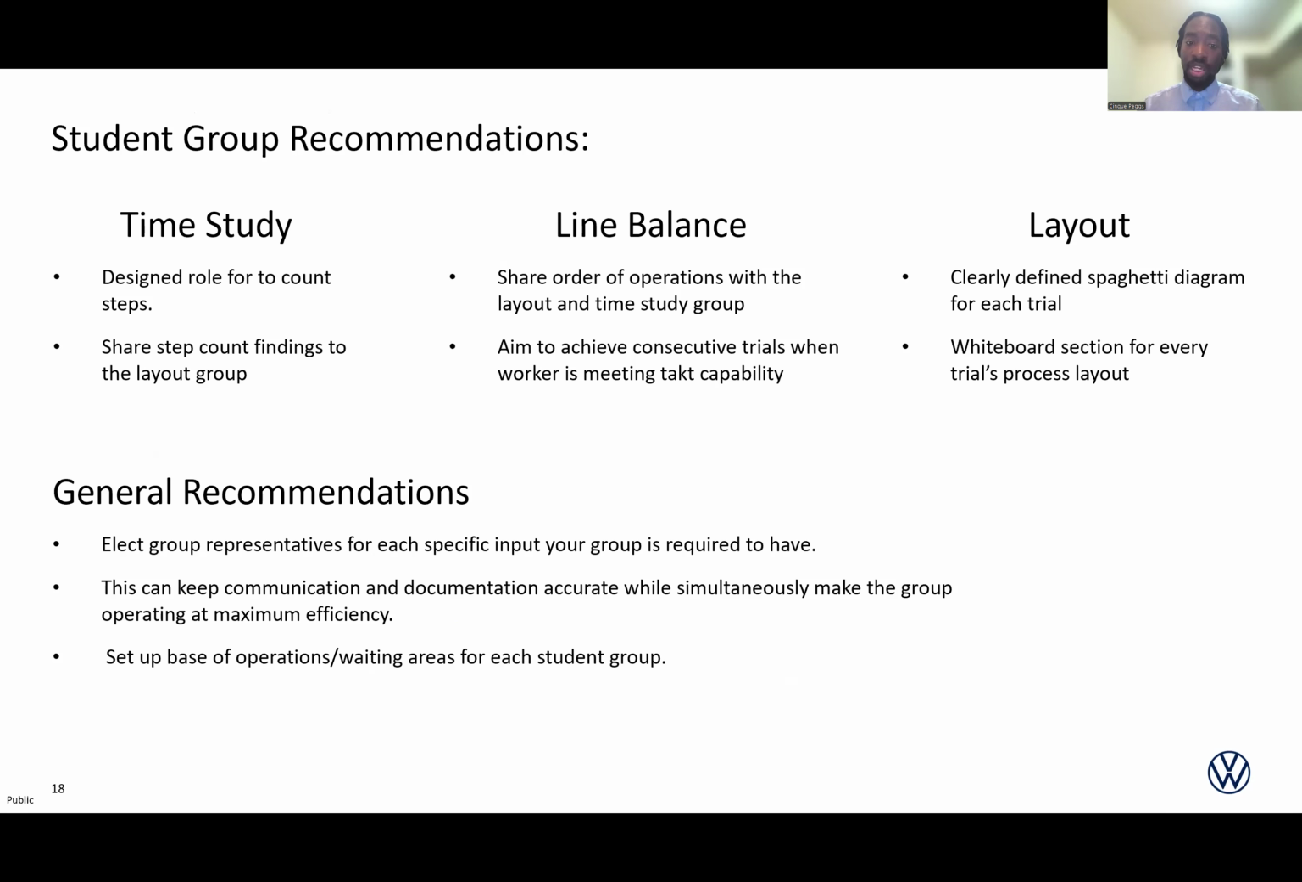Moving on to the general recommendations, I would say every group should have a representative. That way, communication is seamless and documentation is accurate, to help make the group operate in the most efficient way possible. And also, we could set up a base of operations or headquarters. That way, as the trials are going, we'll have set stations for everybody to wait at, so if we're documenting, nobody's interfering with anybody's documentation, nobody's interfering with the workers, et cetera.